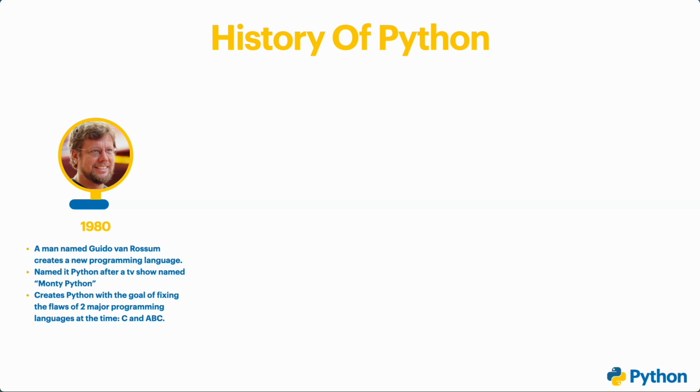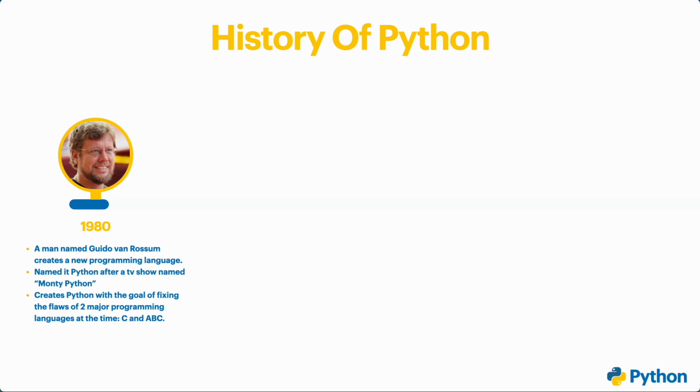And also another interesting fact about Python was that it's not named after the snake, but it was named after Guido van Rossum's favorite TV show, Monty Python. So yeah, I guess there's another cool fact about Python. And another cool yet important fact about Python is that when Guido van Rossum was asked what his main goal was when creating Python, he said he wanted to create a programming language that would fix all the major flaws that some big programming languages such as C and ABC had at the time. So he wanted to create Python as a successor to these two programming languages by fixing all their flaws.